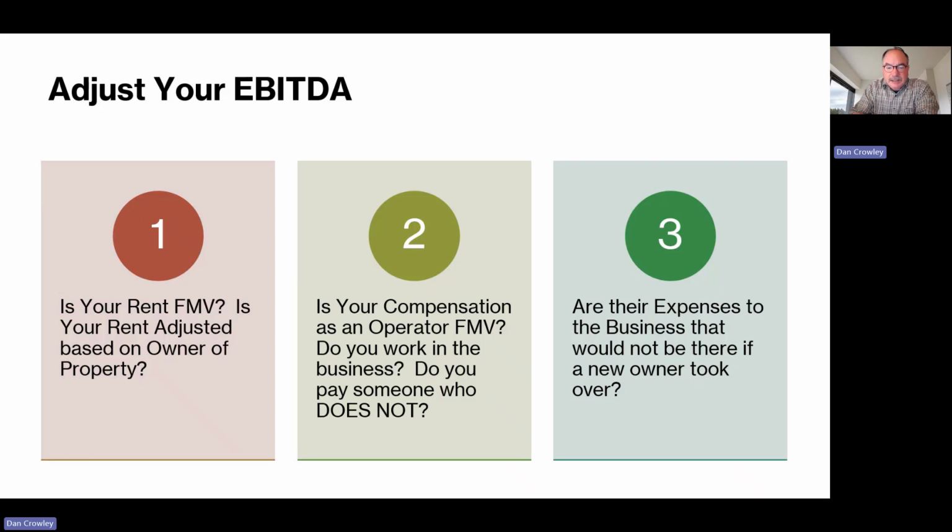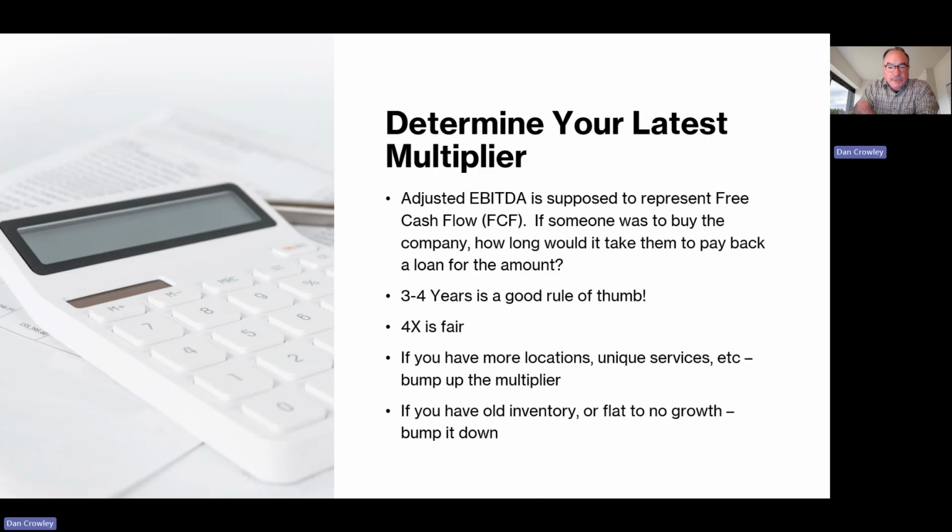And then lastly, are there other expenses in the business that would not be there if a new owner took over, i.e. you have a pet project that you like to fund, you have season tickets for something that benefits you and your family as well as the business, and of course, family expenses that run through the business that would not typically be there. So those are considerations. So then we're going to determine the latest multiplier.